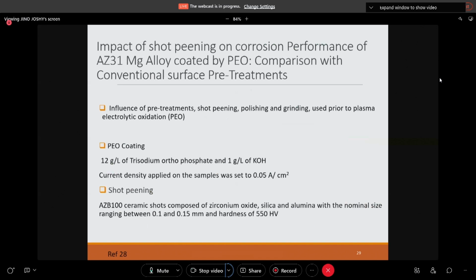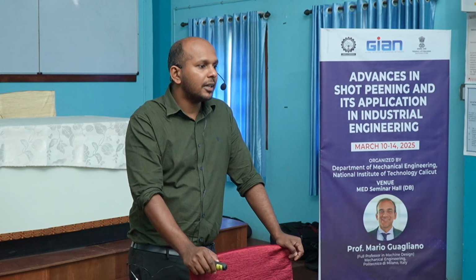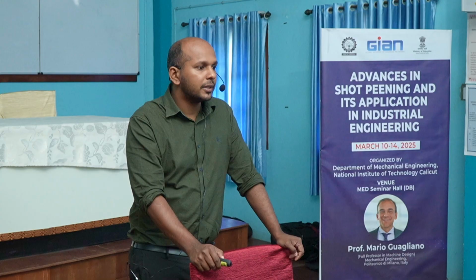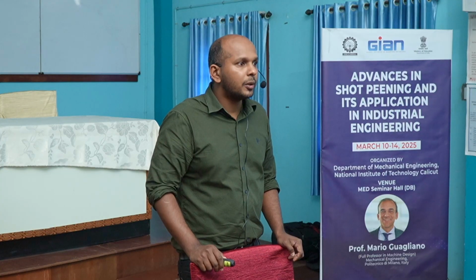Duplex treatment. The first case we'll be discussing is a coating formed on AZ31 magnesium alloy. Here they varied the pre-treatment conditions. First I'll give a brief introduction: what is plasma electrolytic oxidation? It is an electrochemical surface modification technique. What do we mean by electrochemical surface modification technique? That means there will be electricity involved. Because of the electricity passing, there will be chemical reactions happening.